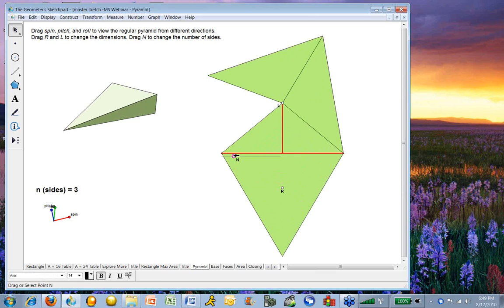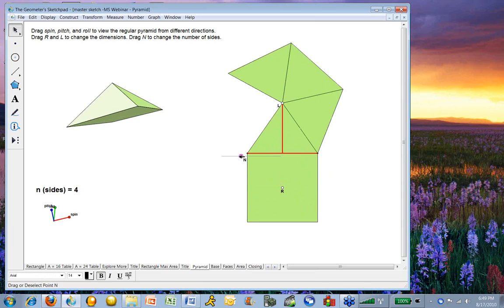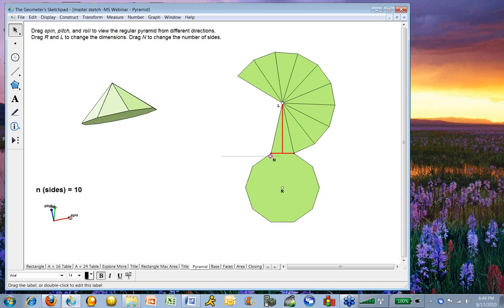Well, I could make it be four-sided. And now I've got this four-sided pyramid. I could make it be, I don't think you do 10-sided, if I really wanted to. And what they're going to start making the connection is no matter how many sides I have, that simply changes the shape of the base and how many triangles I have on the lateral surface.